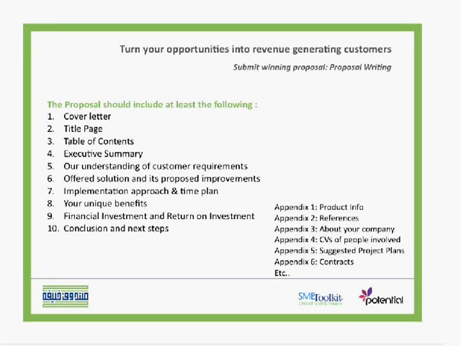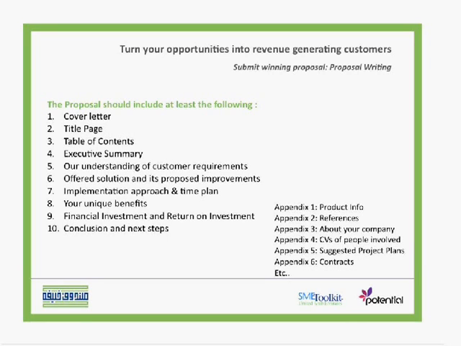Ten, conclusion and next steps. What do you want the client to do as a next step? To sign the contract, to put a time frame, to pay money, etc. Also, you can add the product information and references if you have them. About your company is very important, and what are the clients that you already work with and the projects that you already established. Also CVs of people involved in this and their certifications or their background, their experience, suggested project plans and contracts.